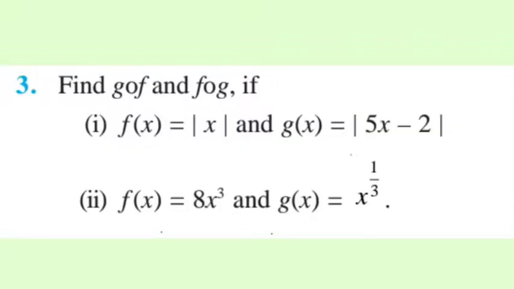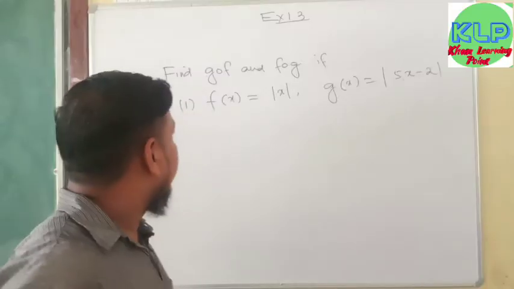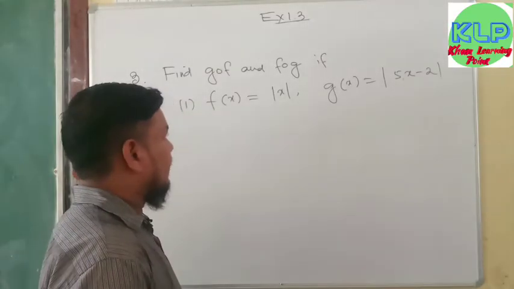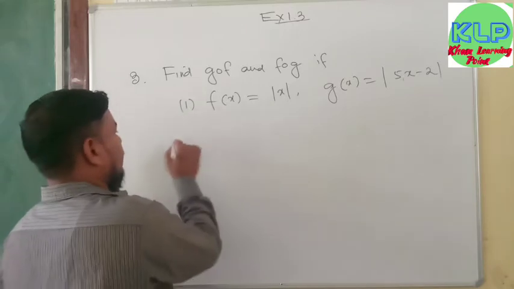Next question: find gof and fog if f(x) is equal to modulus of x and g(x) is equal to modulus of 5x minus 2. Here we have to find gof and fog. Okay, so the solution.